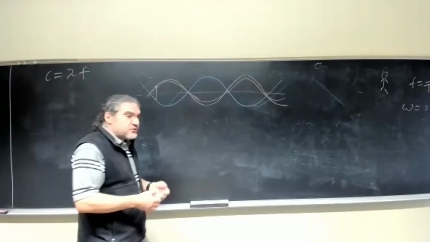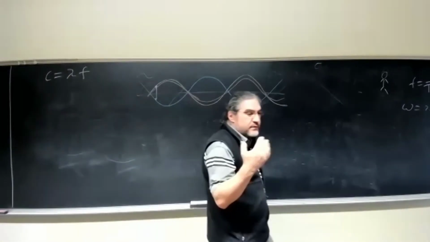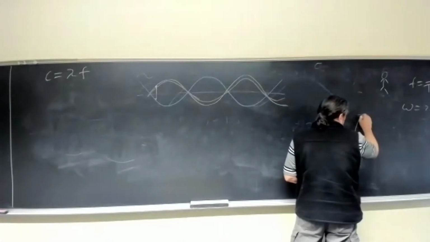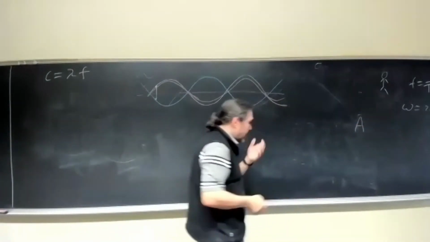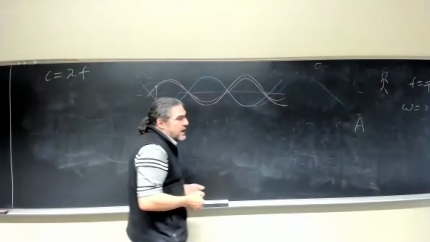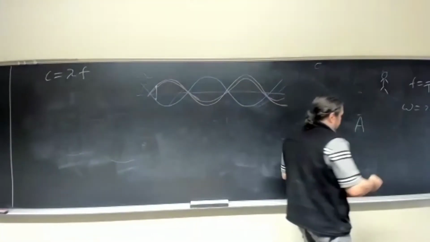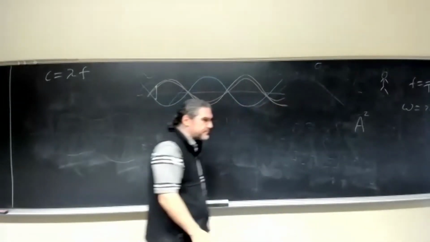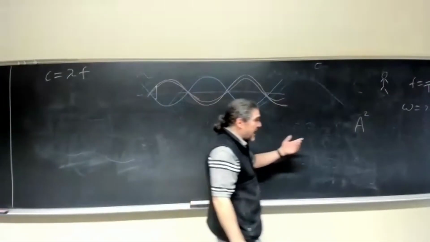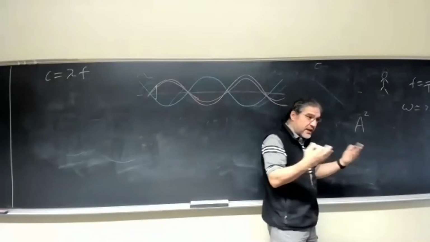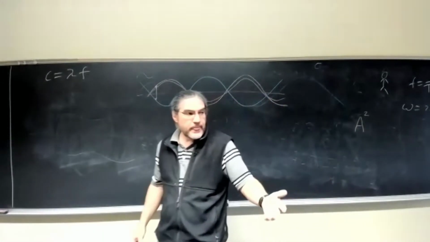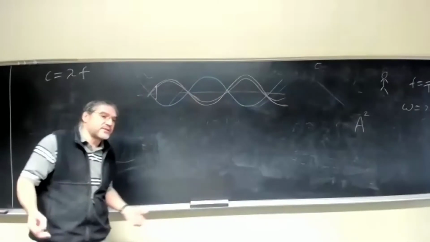Now that's not the end of the story. The power of sound which I hear is actually not proportional to the amplitude. Remember, there is amplitude of the wave. It's not proportional to the amplitude, but it's proportional to the square of the amplitude. That's how it's always done with waves. So if I double the amplitude, my power which I hear actually multiplied by 4. So this is called constructive interference.